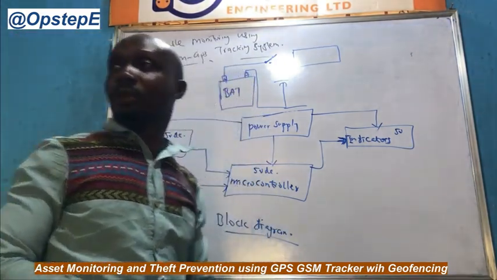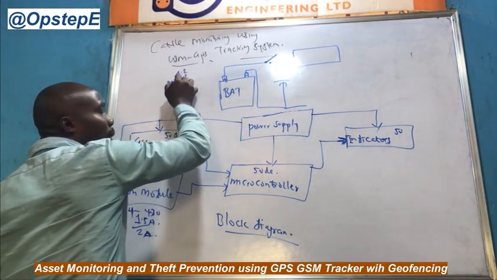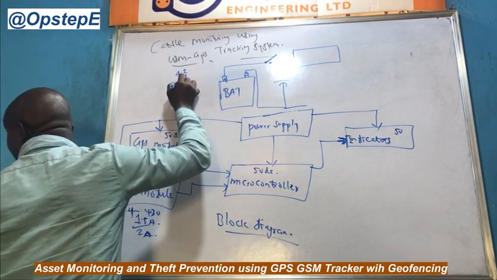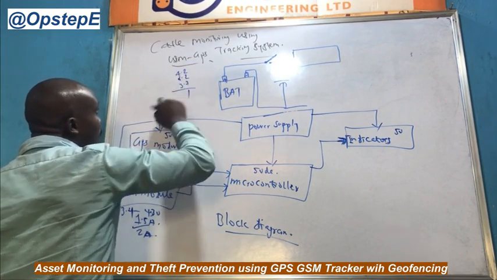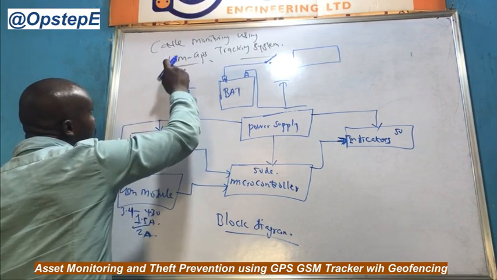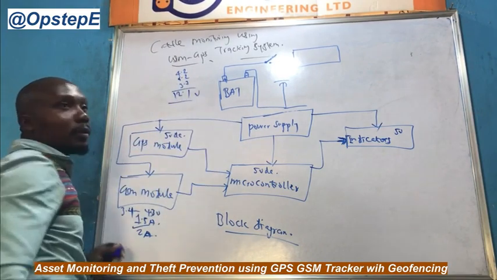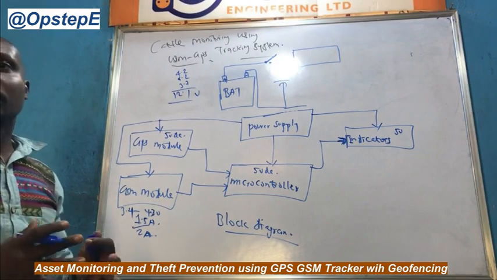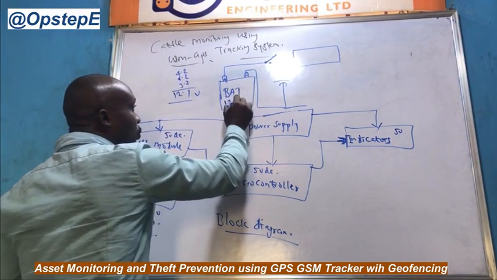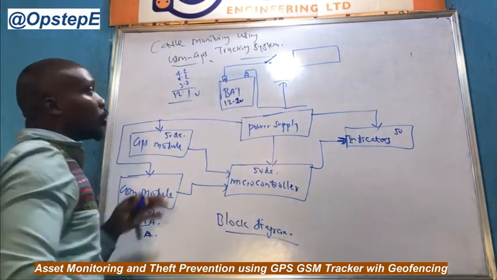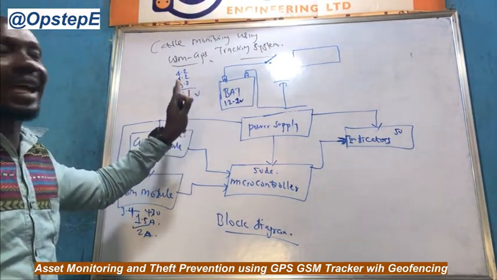We had actually decided to use a lithium battery for the project. We use 3 lithium batteries, each at 4.2, the other one at 3.7. So we combine 3 lithium batteries together to generate 12.1 volts. Please, do you understand? So your battery is 12.1 volts. That's the voltage.